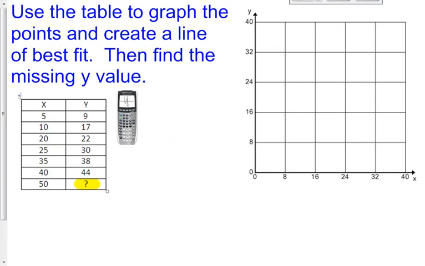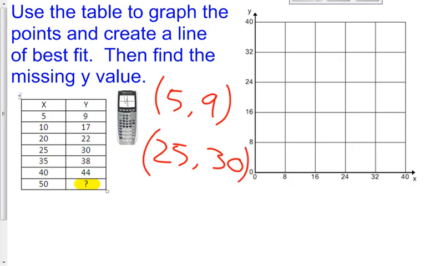I want you guys to pause the video, and I want you guys to do this problem all on your own. And now, again, remember, we might have slightly different answers if we pick two different points than each other. So keep that in mind. Pause the video, try it on your own. As I did problem number 3, the 2 points that I went through were 5, 9, and the other point was 25, 30.